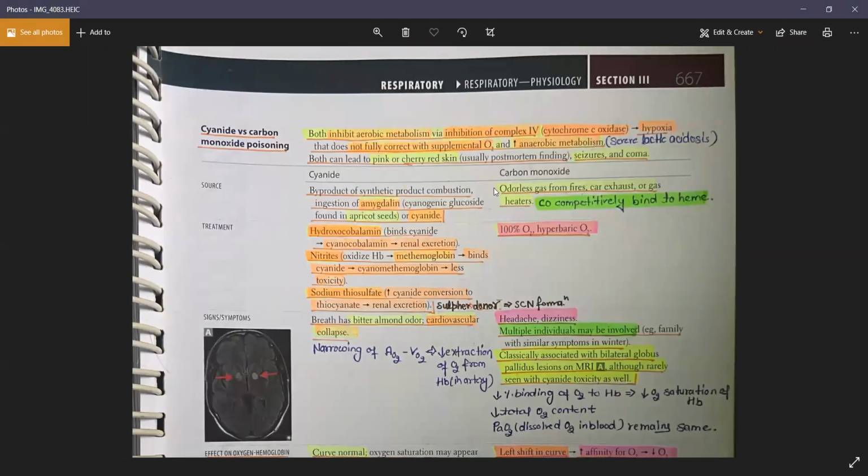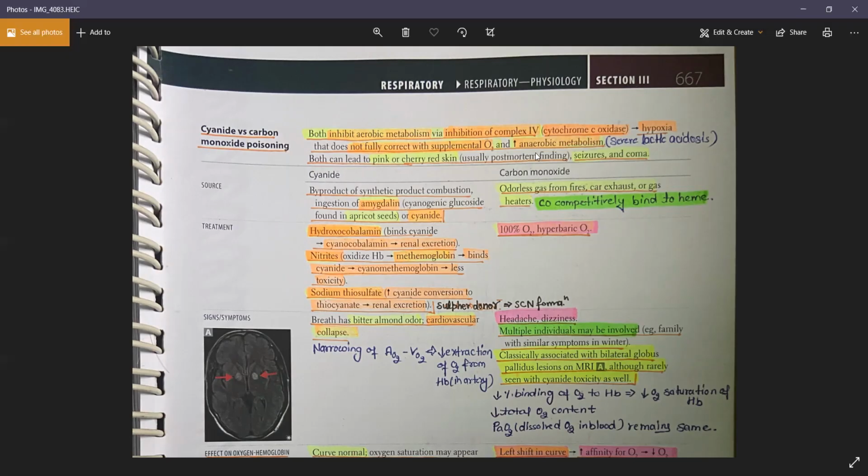Now, for carbon monoxide and cyanide toxicity, do we give the patient oxygen? Sorry, like in carbon monoxide poisoning? No. You won't get it like that. These two are different cases. It will be a totally different scenario.